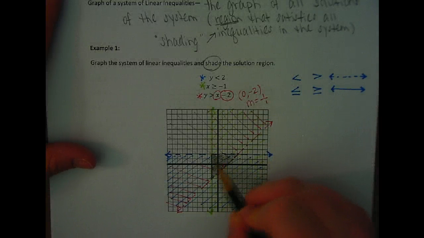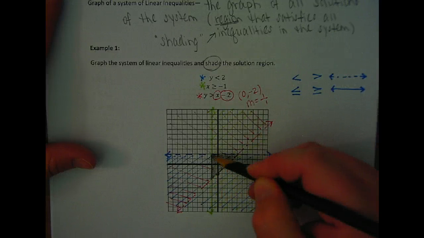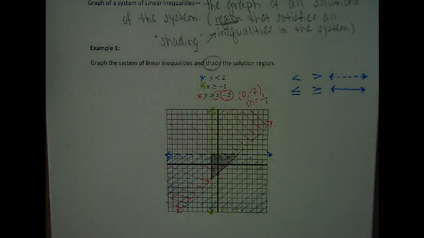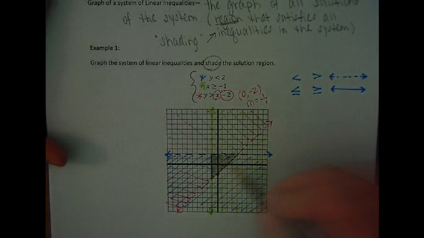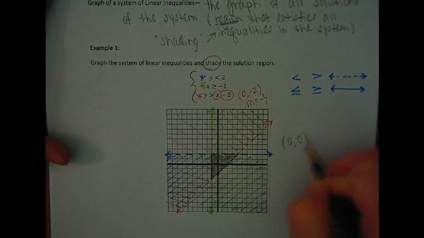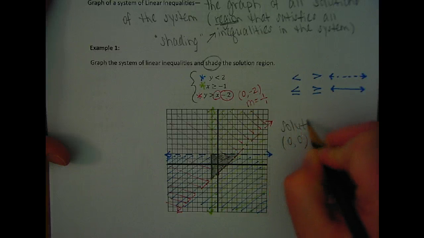Any solution that is inside this triangle or on this line when x is -1 is a solution to the system of inequalities. So just for giggles here, I'm going to say that 0, 0 is inside that region. So 0, 0 is a solution to the system of inequalities.